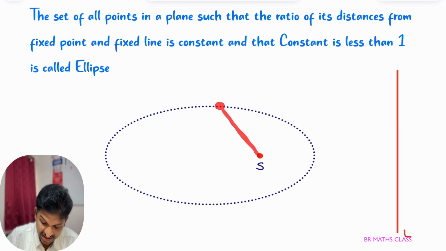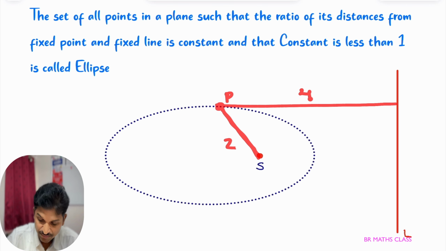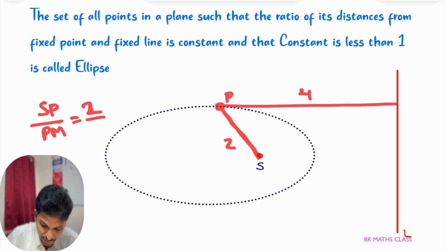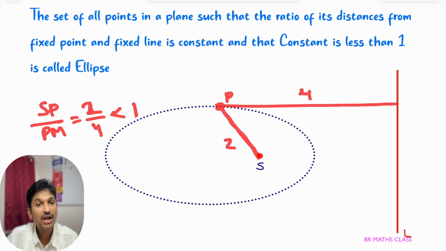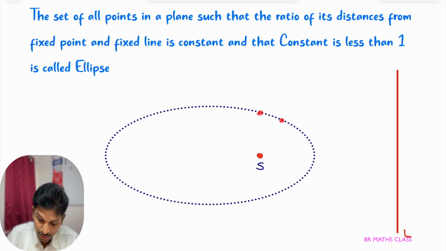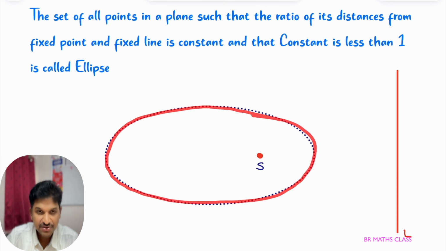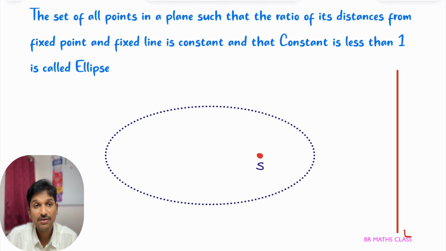Similarly, if I take this as point P, SP is 2 units and the distance from point P to the fixed line is 4 units. Now what is SP by PM? SP by PM is 2 by 4. 2 by 4 is the same as 1 by 2. 1 by 2 is less than 1. I hope you are understanding. You take all such points, you join all such points. If you join all such points, what will you get? You will get the shape of an ellipse, right? So I hope you understand the definition of ellipse.